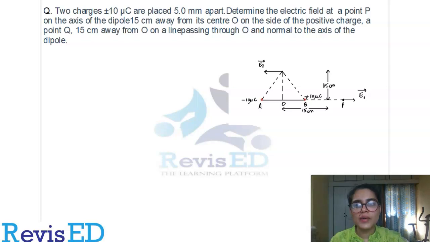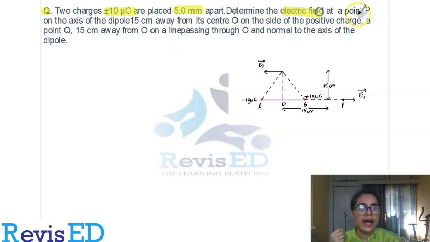So today we are going to take into consideration a numerical problem based on the concept of the electric dipole that we have studied. This electric dipole that we are going to talk about is going to be the equatorial dipole, right? So let us see how we can actually find that it is an equatorial dipole. The question says that you are given two charges which are plus minus 10 microcoulombs placed 5 millimeter apart from each other.